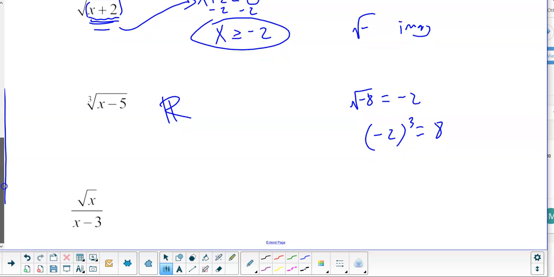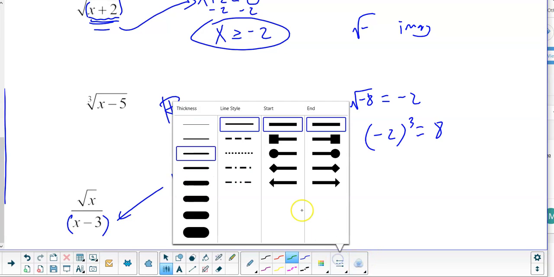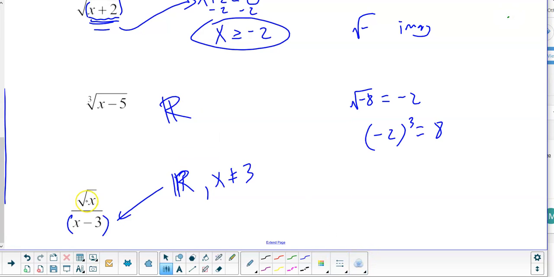Okay, so this one has a bunch going on here. So first, let's look at the denominator. So if you look at just the denominator, you would say the domain is all reals, except x cannot be 3. And for the next one, you'd say, well, take the radicand and set it greater than or equal to 0.